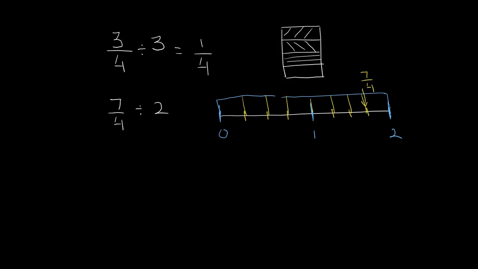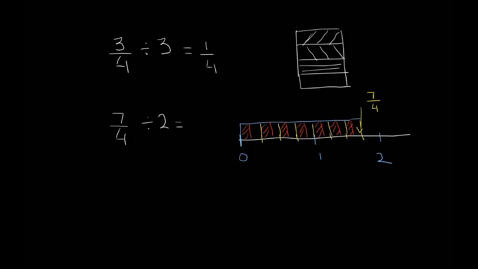So I have to divide it equally among two children. So what I'm going to do is divide each one into two. Each one of the fourths is divided into two, and to one child I'm going to give these. So now note that I've divided the fourths.